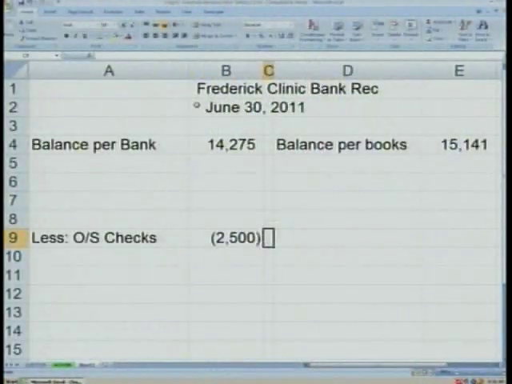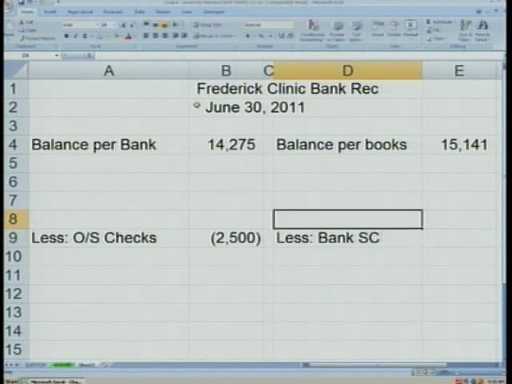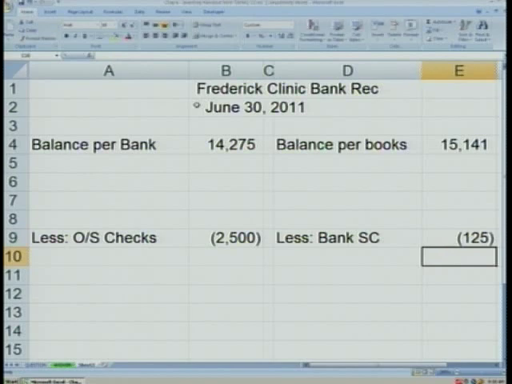So, but obviously, if it's bank services, there's a bank service charge, and so they're going to decrease our account for, how much was it, $125? So going back to Excel, let's just say bank service charge. And that was how much? $125. Okay?